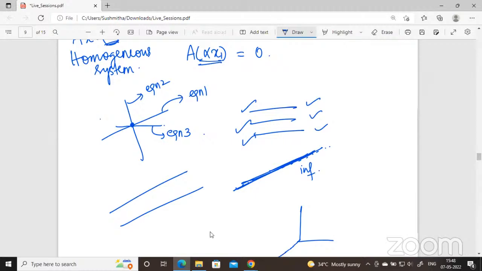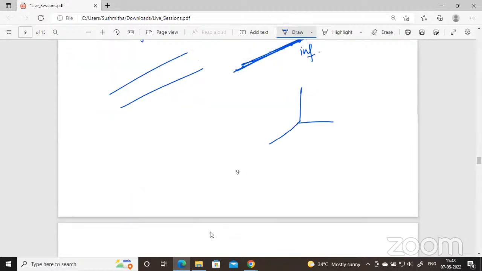Ma'am, suppose you take a 3 by 3 matrix. Then how do we check that the system has infinitely many solutions by just pen and paper? You will learn the methods in week 2. The methods by which you can check whether there are infinitely many solutions, unique solution, all that will come.